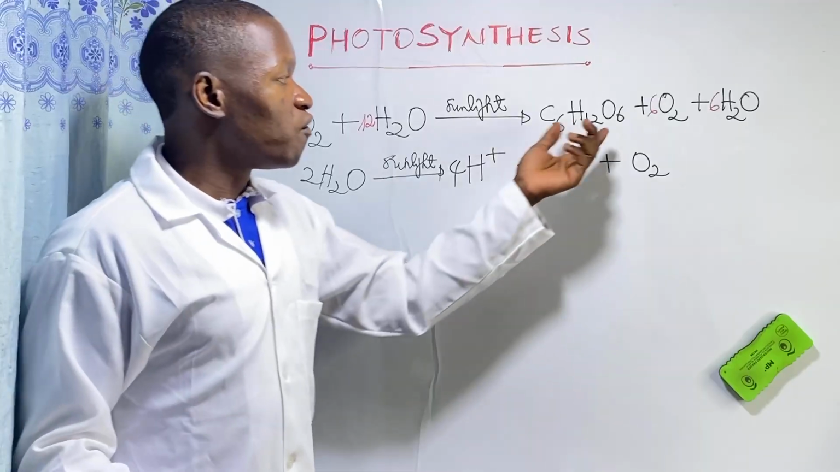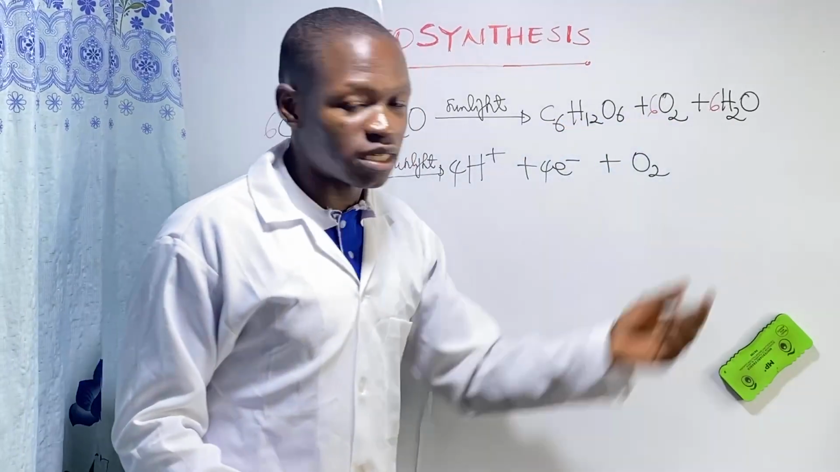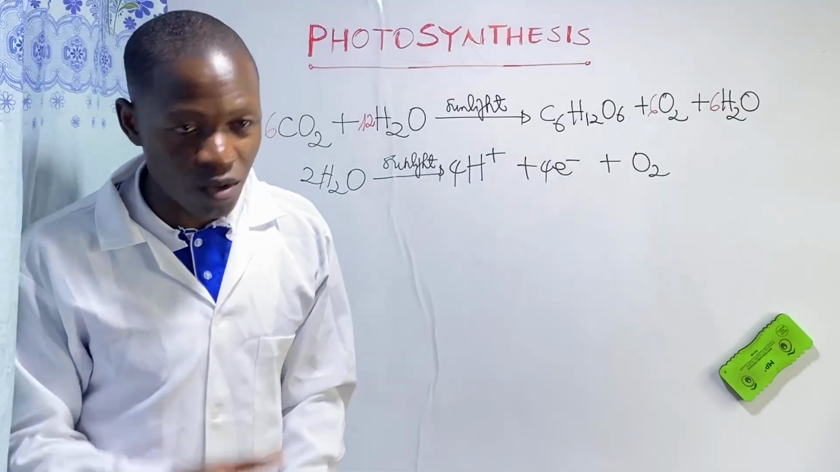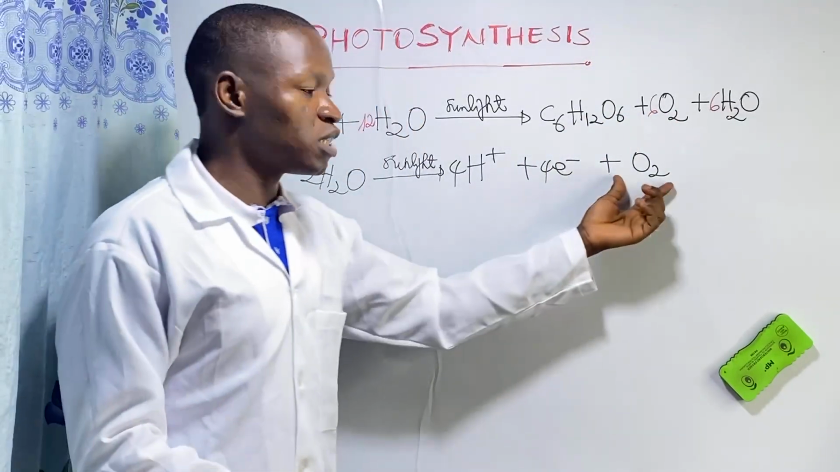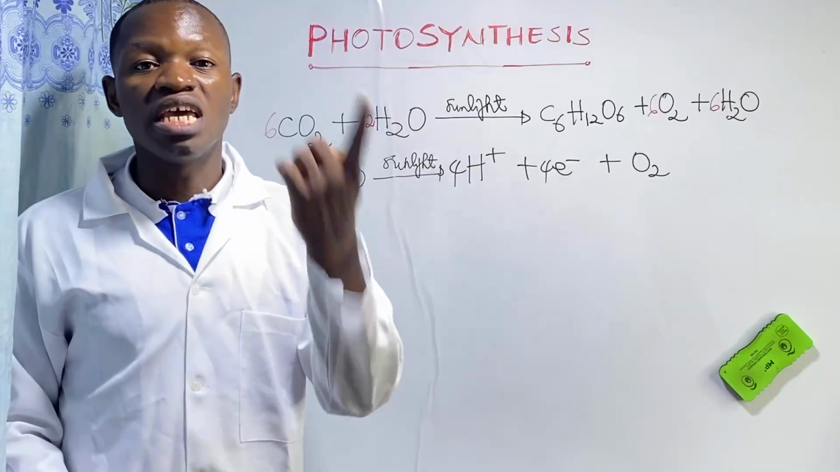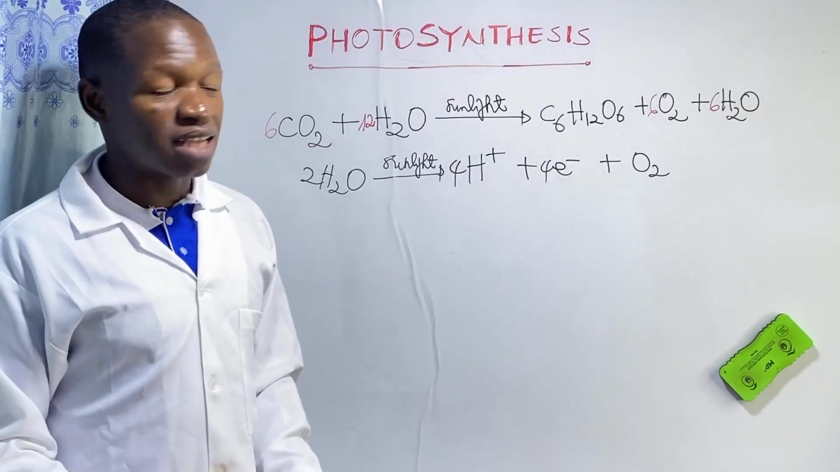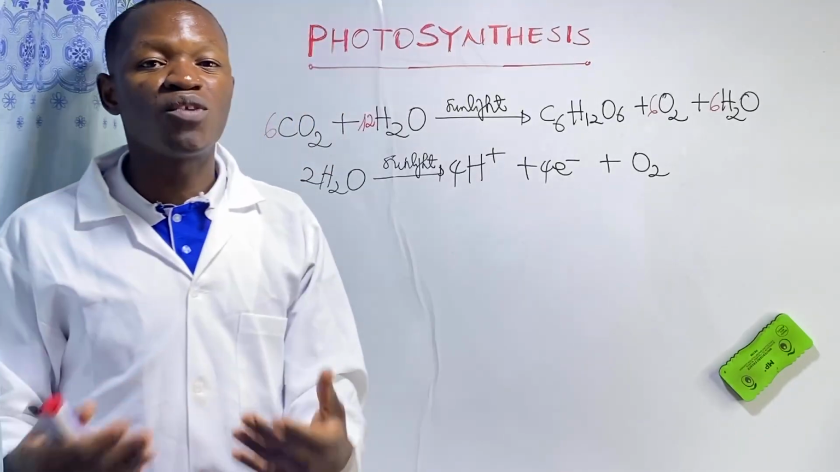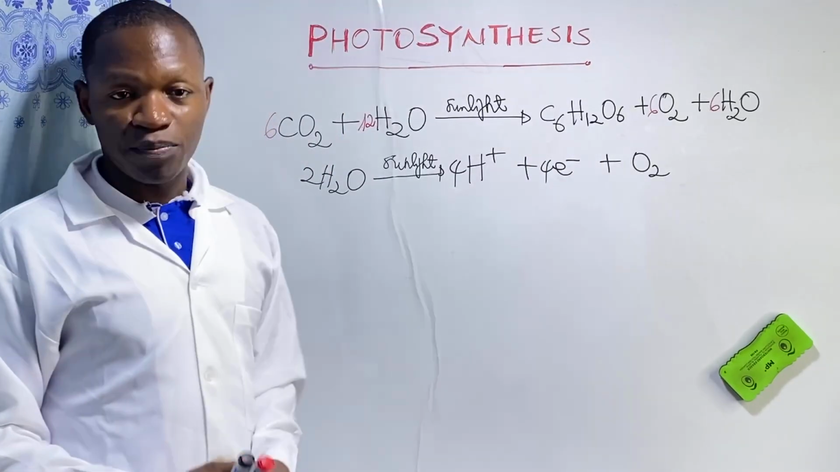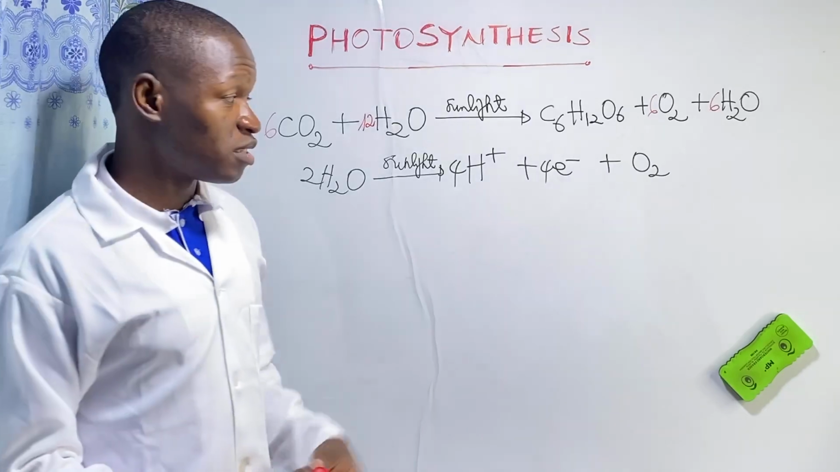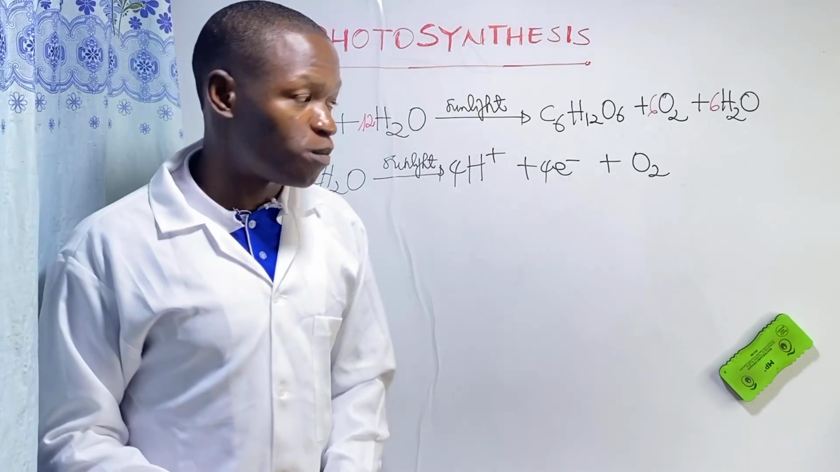That means that from this equation, it shows that glucose, oxygen, and water are not produced at the same time. The first product from this equation that is produced is oxygen. It is produced even before carbon dioxide is used as a reactant, and even before glucose is formed. So this is the light dependent reaction of photosynthesis. It occurs at the thylakoid membrane of the chloroplast.